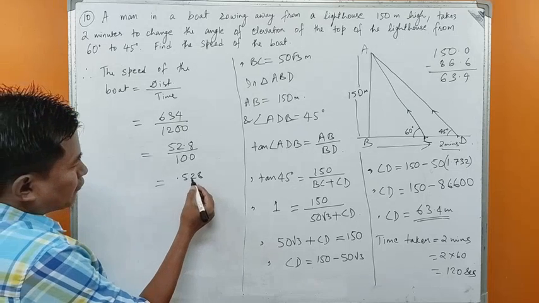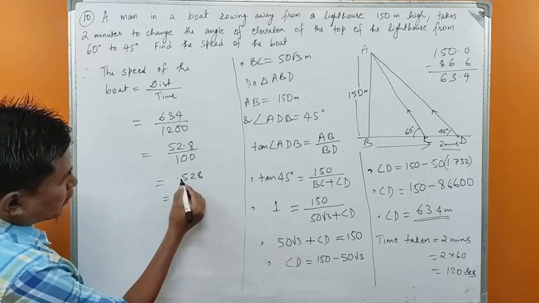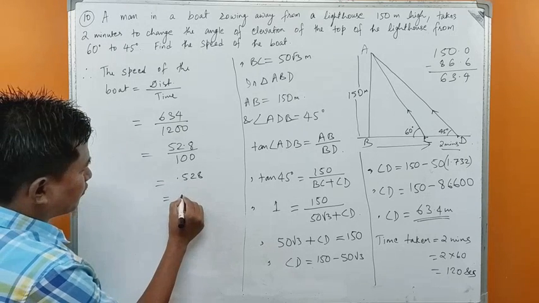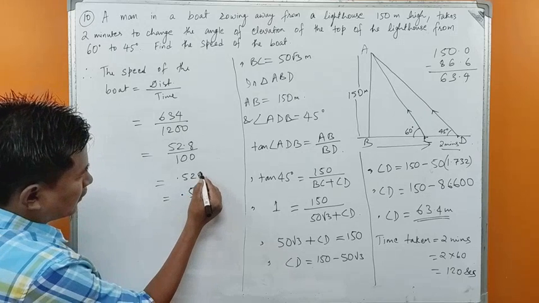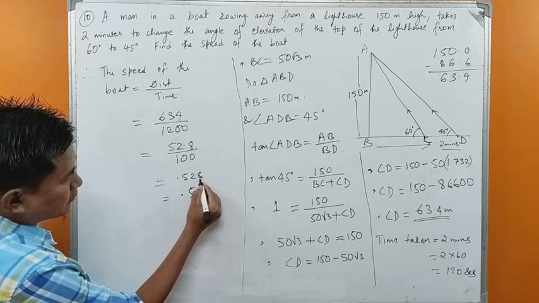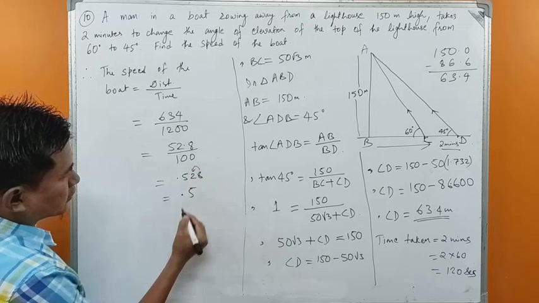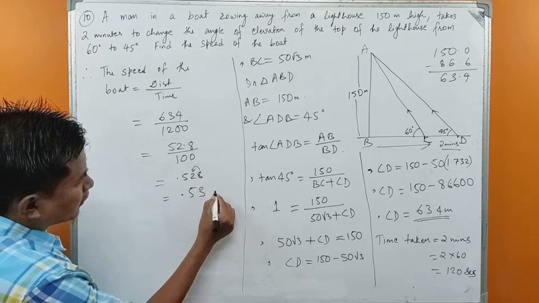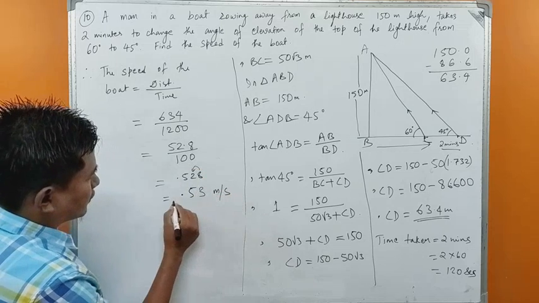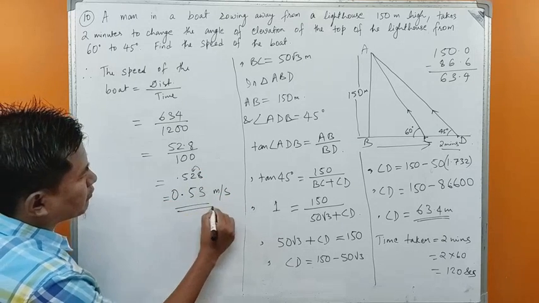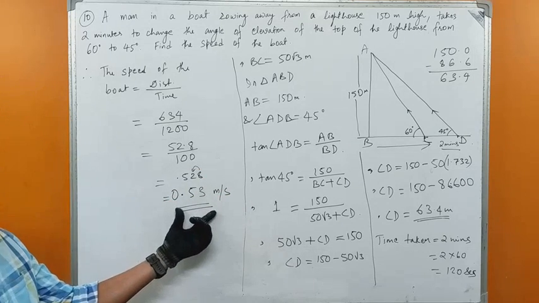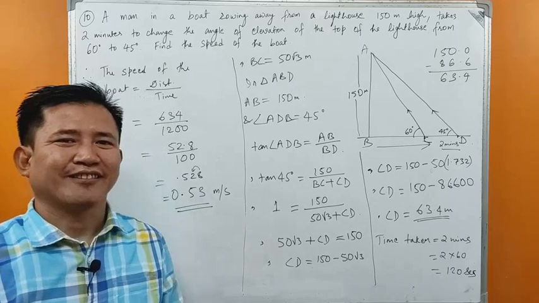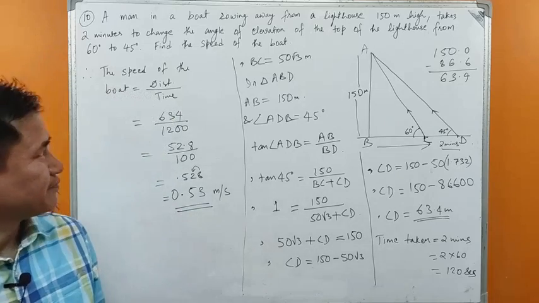So 0.528 means 0.5, this 8 is greater than 5, isn't it? So you round up this number, this 2 becomes 3. 0.53 meters per second. So 0.53 meters per second is the speed of the boat. I hope you got this. Now let us move on to the next question.